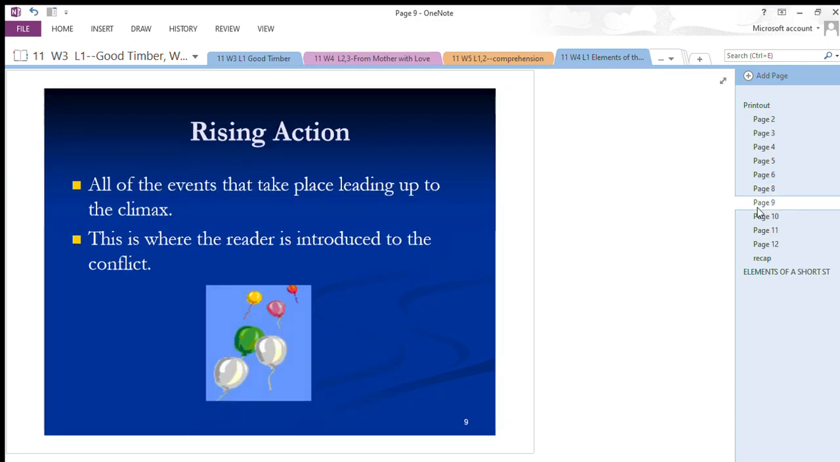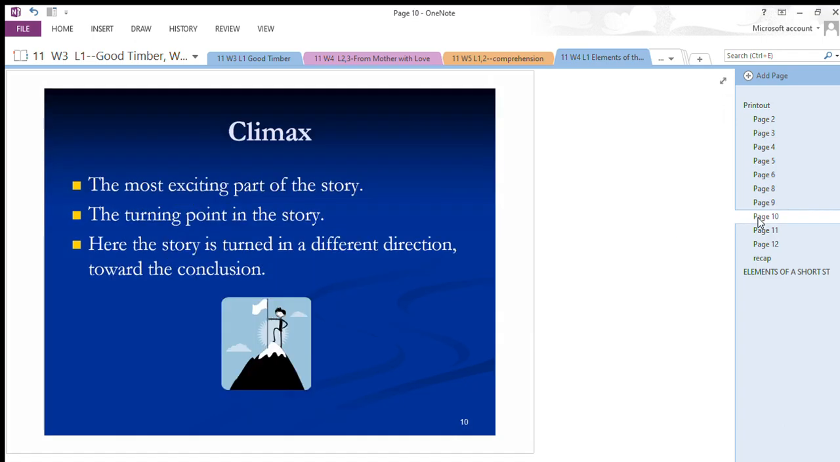Rising action. Now, after the exposition, rising action, all of the events that take place leading up to the climax. Climax is the highest point, where the story is going to its end. This is where the reader is introduced to the conflict. Rising action in the plot where the reader is introduced to the main conflict. What is the issue in the story? And climax, the most exciting part of the story.